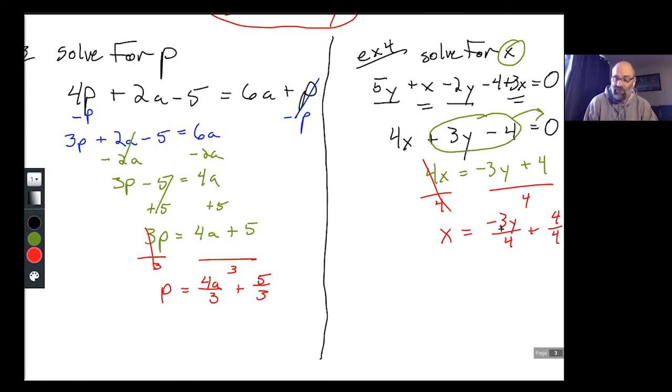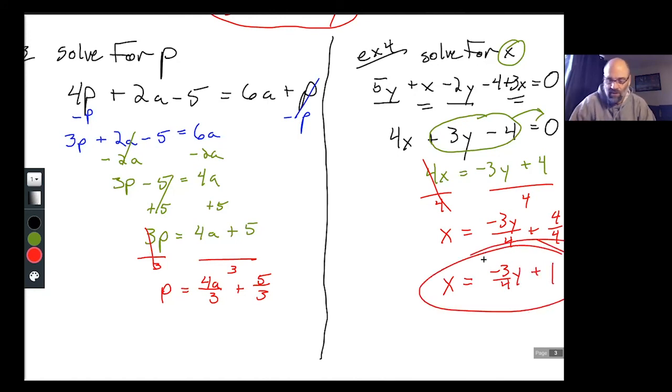Well, 3/4 doesn't reduce, but 4 over 4 sure does. So you can leave this as negative 3/4 y plus 1. Boom.